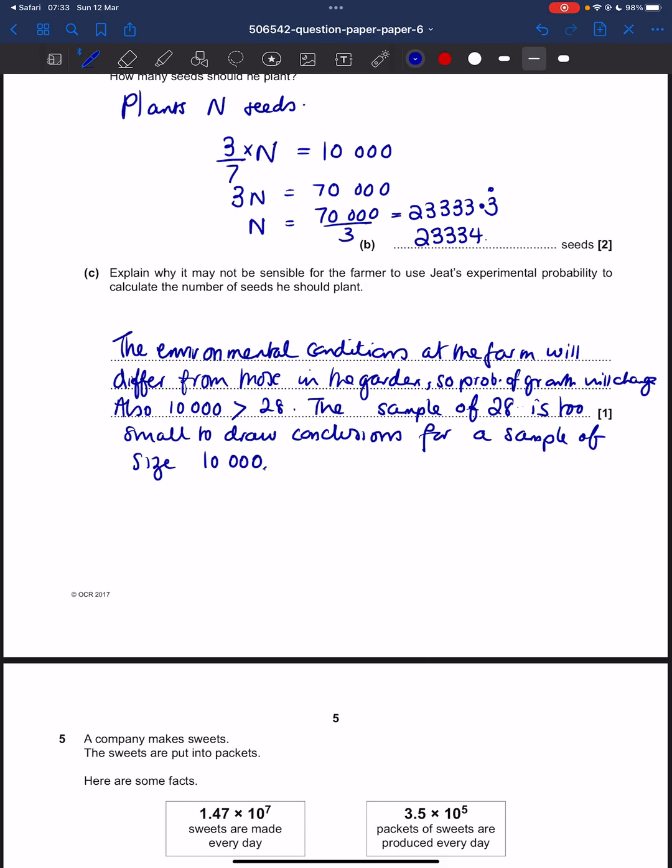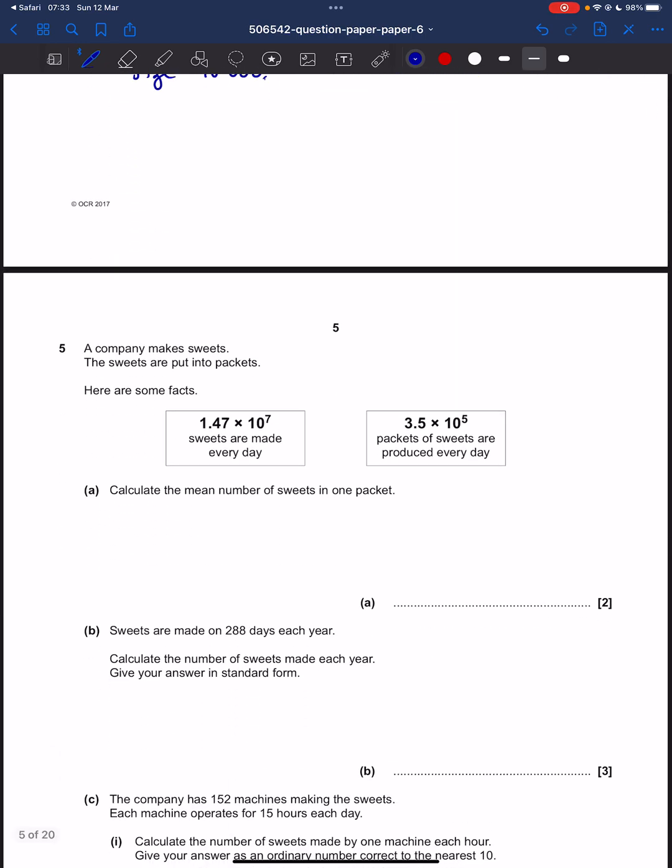Okay, 1 mark. Right, the company makes sweets. Sweets are put into packets. Here are some facts. 1.47 times 10 to the power 7 sweets are made every day. 3.5 times 10 to the power 5 packets of sweets are produced every day. Calculate the mean number of sweets in one packet. So we've got 3.5 times 10 to the power 5 packets.